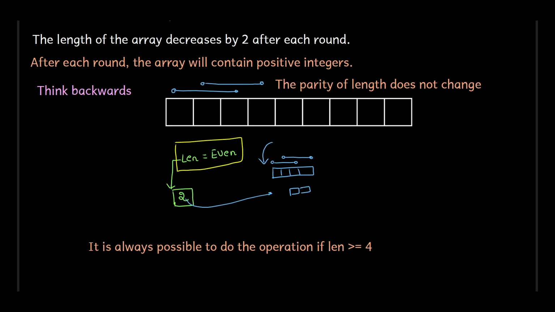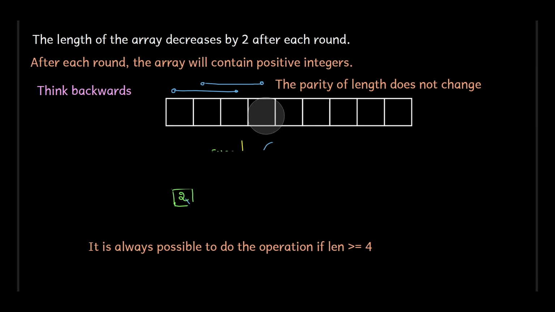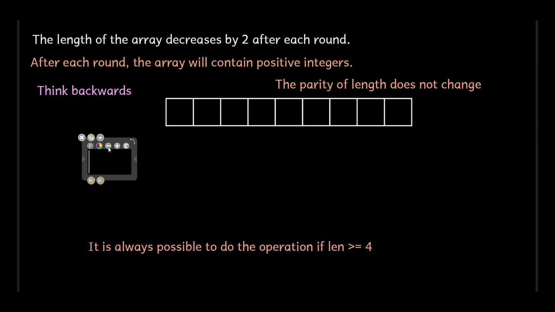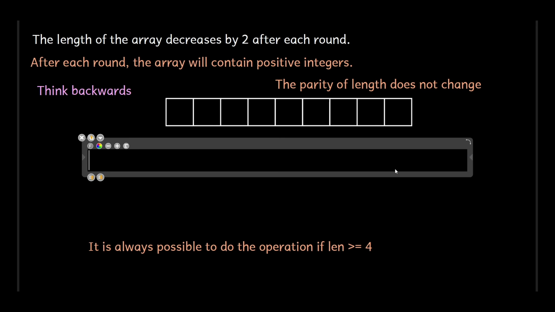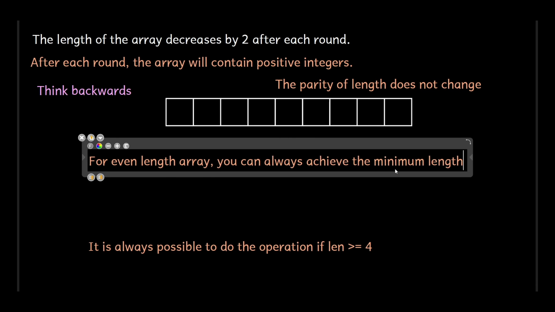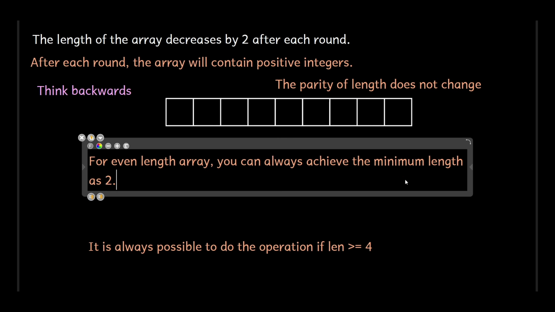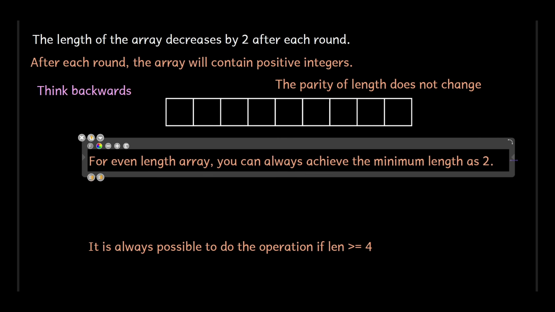So in fact, let me formalize that. For an even length array, you can always achieve the minimum length of 2. And here you can see that the ordering does not matter.